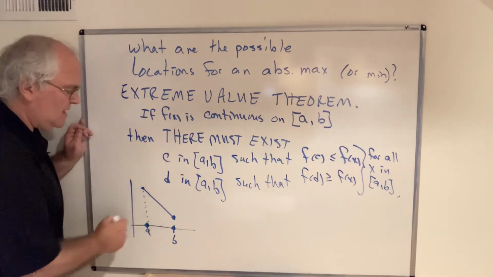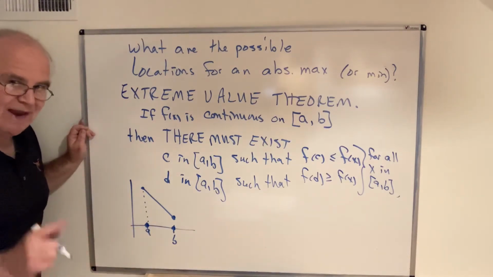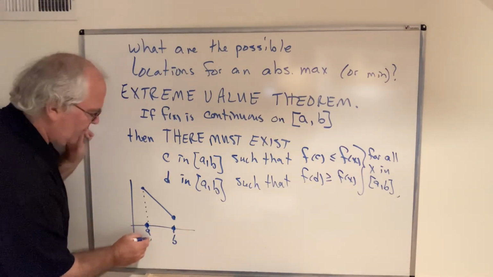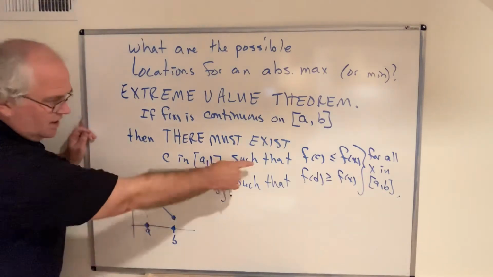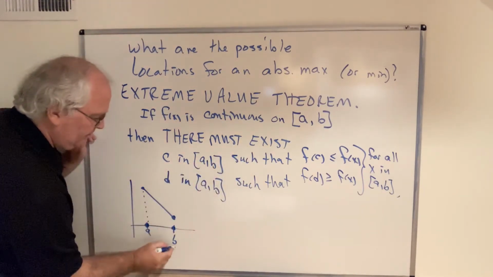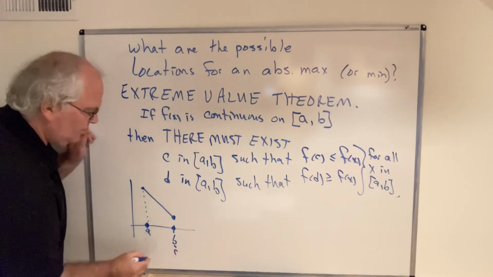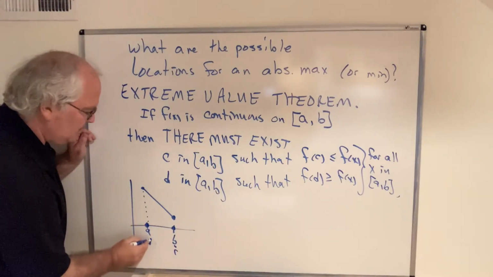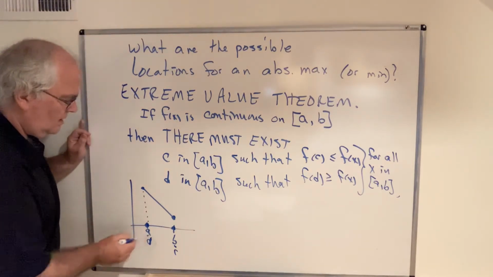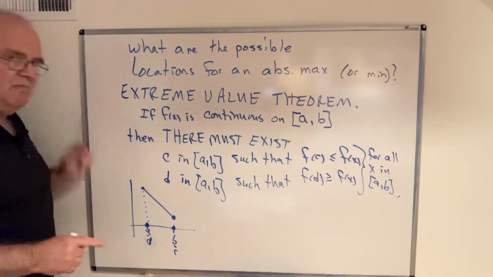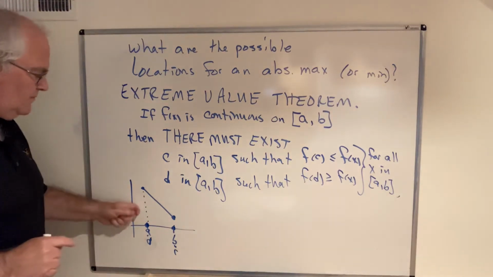The max and min might occur at the endpoint. So it could be that in this case, C is the minimum. So C is here. And D is the maximum. D occurs here. So the maximum or minimum might occur at the endpoint.